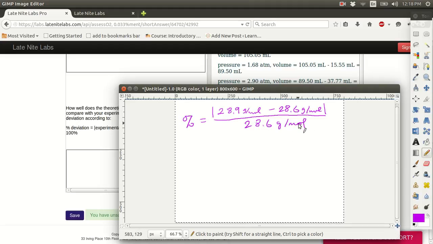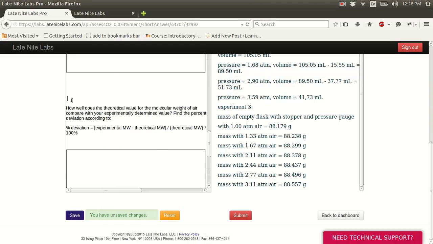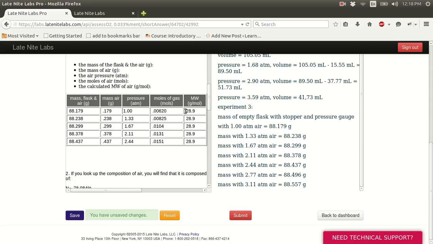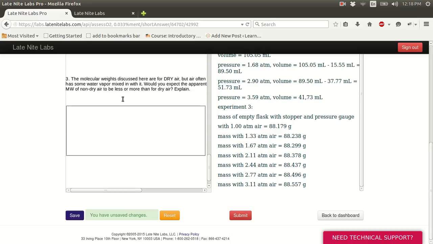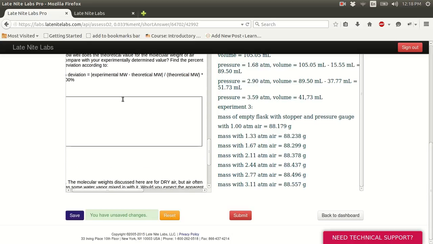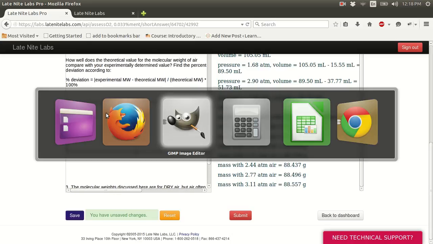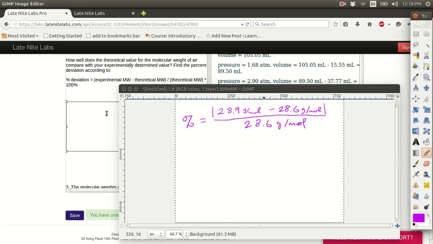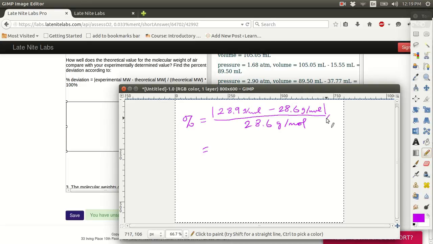Okay, it's very likely that your experimental value, 28.9, will be the same as mine. What they mean by experimental value is the value that is in this table right here, this value right there. That's what they're talking about, 28.9. Okay, there's the problem that we're on. And here's my work. And of course it's times 100%, all right? So this is going to be for me 0.3 over 28.6 times 100%.